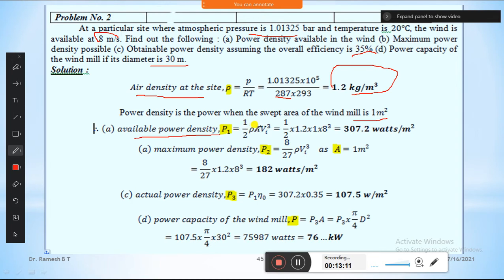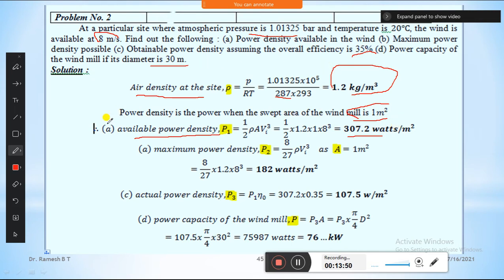It is half rho A Vi cubed, where Vi means inlet velocity, or you can also call it V1. So 1 by 2, we already know that rho is 1.2, and the area we can take as 1 meter square, because it is not given, so you should assume that value. For 1 meter square of area, and V given as 8, we get 307.2 watt per meter square as the available power for that particular density.